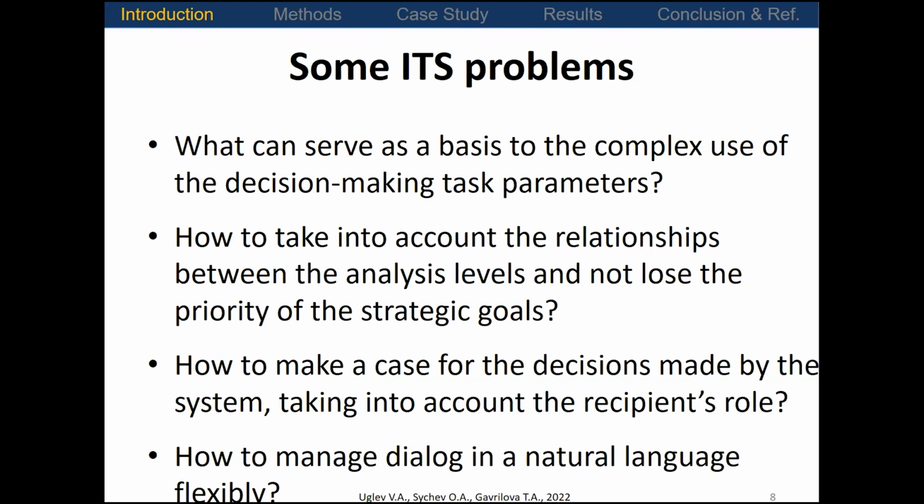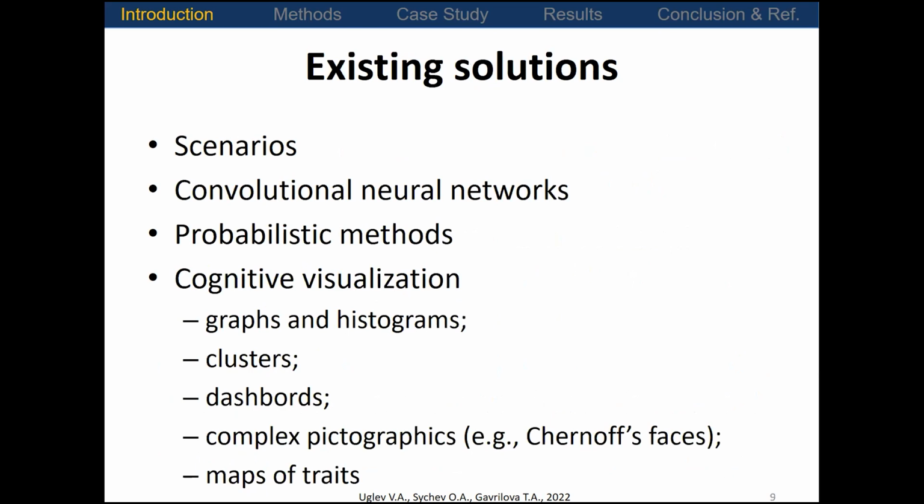How to make a case for the decision making by the system, taking into account the recipient's role, and how to manage dialogue with natural language flexibility. The basic technologies of decision making can be scenarios, convolutional networks, and probabilistic methods. Among cognitive visualization, it is necessary to select graphics and histograms, clusters, dashboards, complex pictographics, for example, Chernoff faces, and maps of traits.